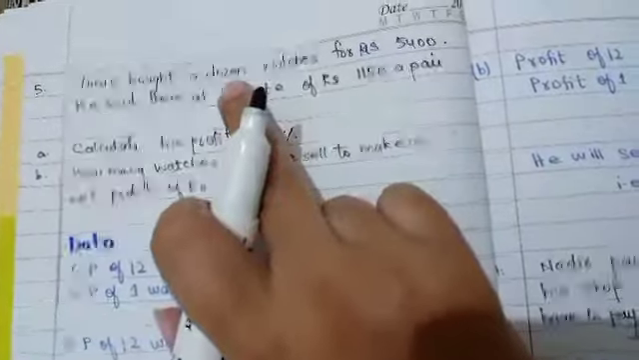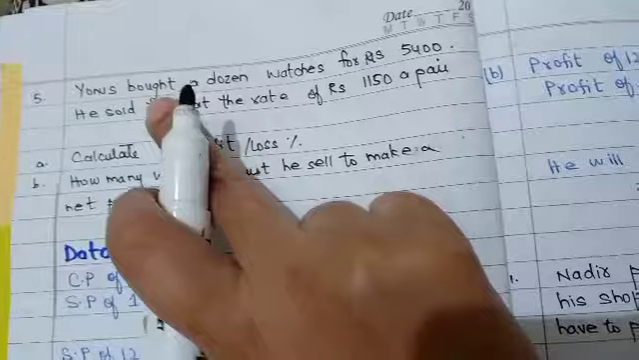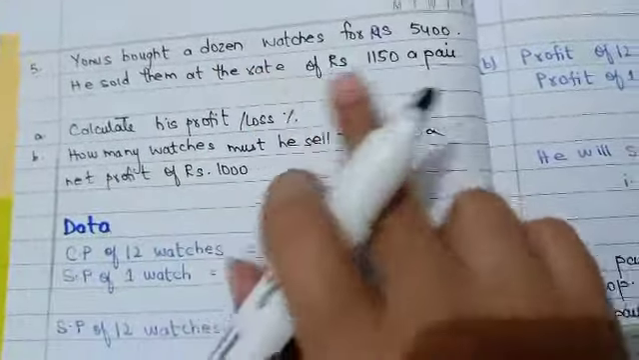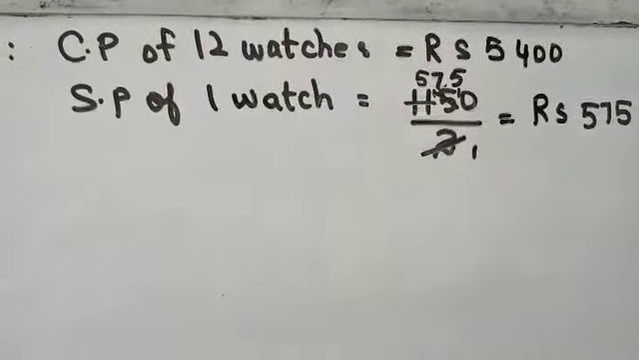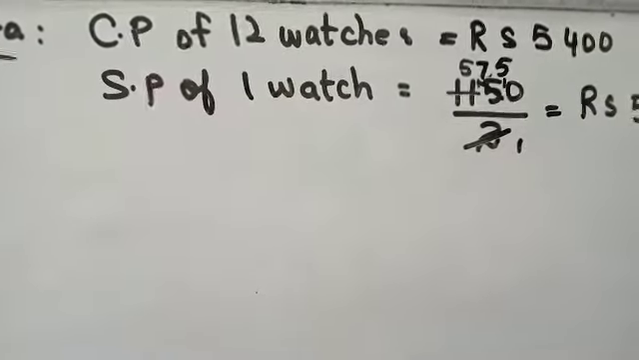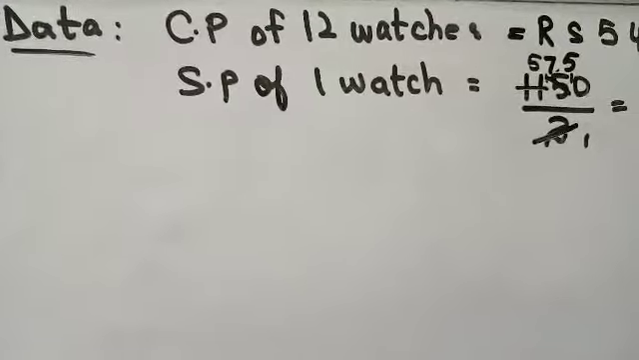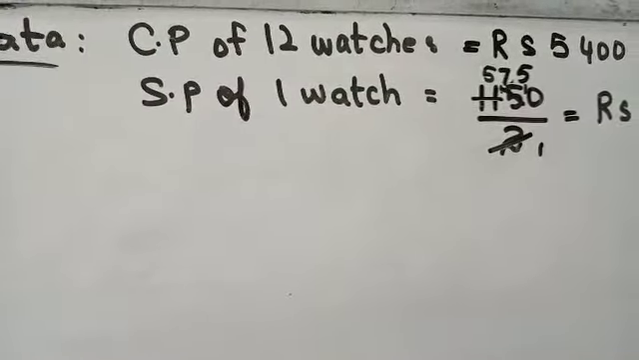First, they had given us the cost price. Yunus bought a dozen watches. Bought means the cost price is given to us of 12 watches, which is rupees 5,400. We will write in the form of data like this. Cost price of 12 watches is equal to 5,400. Now we have to find out the selling price of one watch.